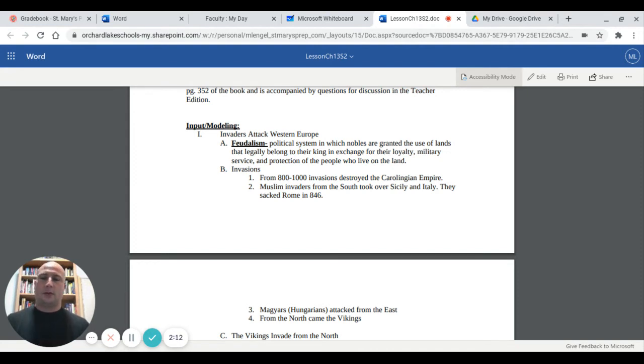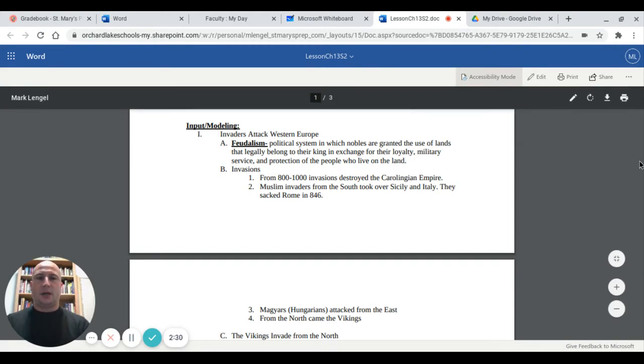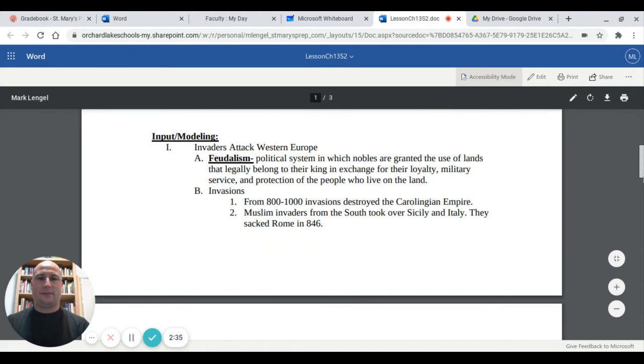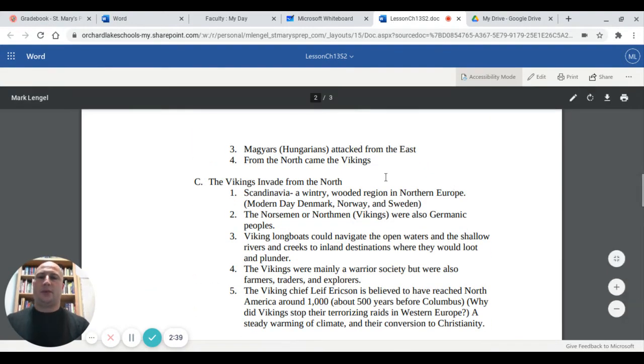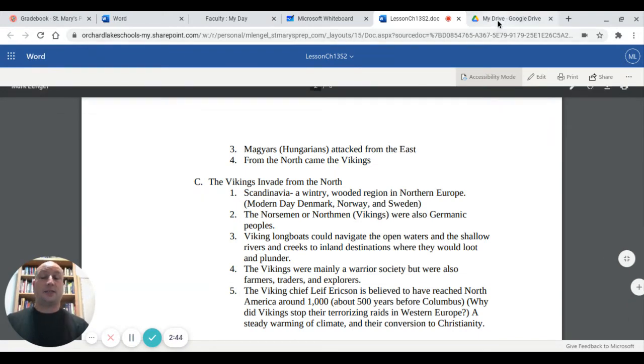From the years 800 to about 1000, invasions significantly destroyed the Carolingian Empire that we learned about in section 1. Muslim invaders from the south took over places like Sicily and then the rest of modern Italy. They sacked Rome in the year 846. A group of invaders called the Magyars, who come from modern day Hungary, attacked from the east. And then from the north, of course, came the Vikings. So they were devastating some of their attacks.